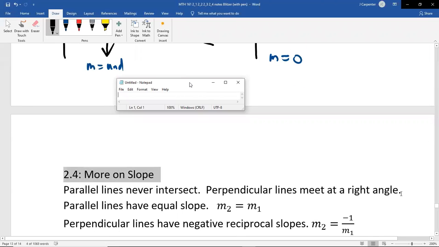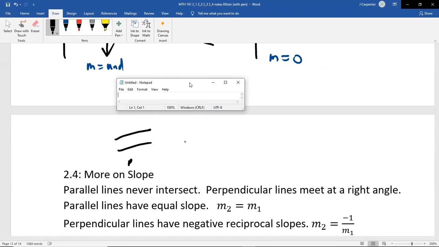Lines meet at a right angle. So parallel lines look like this without the highlighting. Please stop highlighting. Thank you. So that would be parallel. Perpendicular lines meet at right angles. I can do a little better than that. There we go. So that would be perpendicular. That is a 90-degree angle.